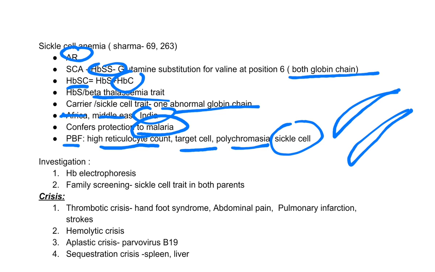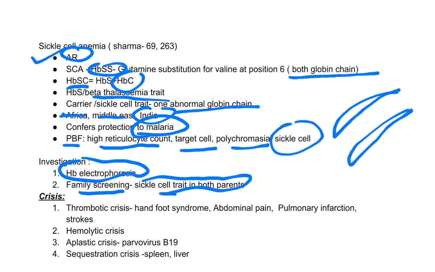Now, after getting the PBF report, what will be the next important investigation to reach the diagnosis? The number one most important diagnostic investigation is hemoglobin electrophoresis, and of course family screening. As it is autosomal recessive, both parents will be affected; either they will be carriers or they will be affected.